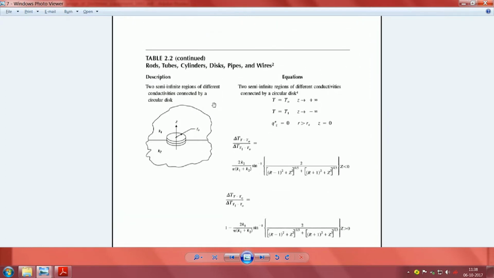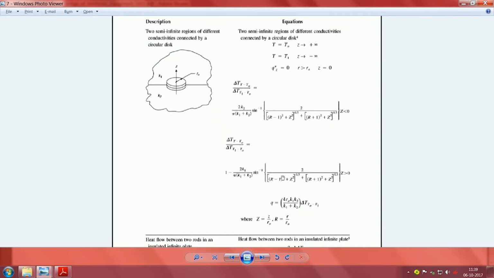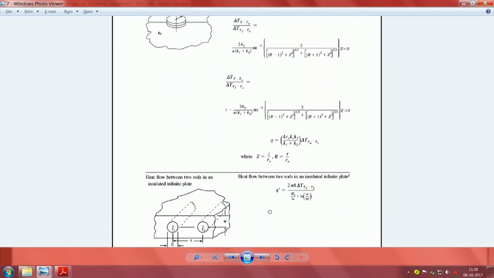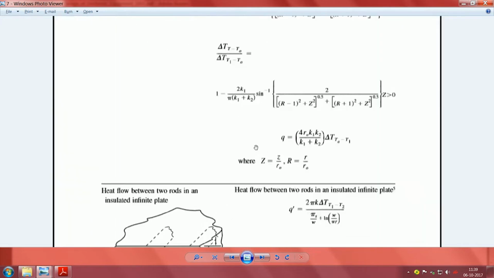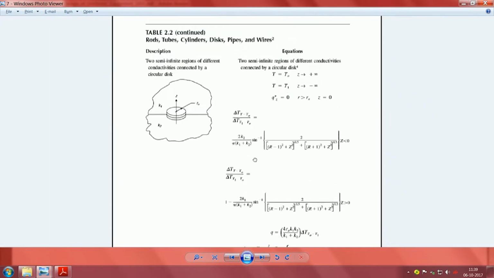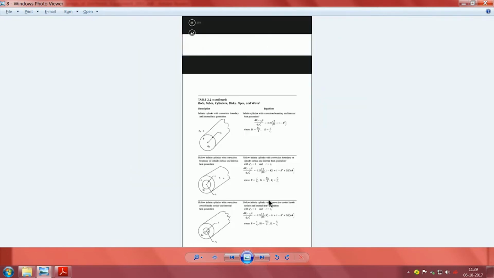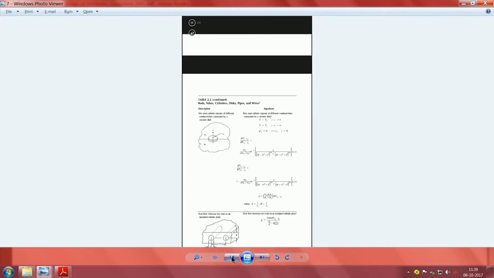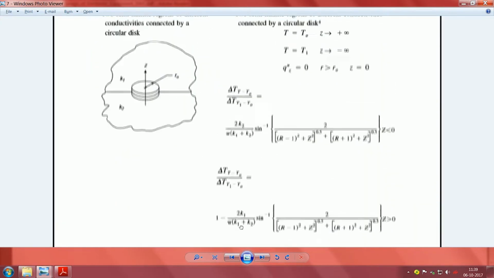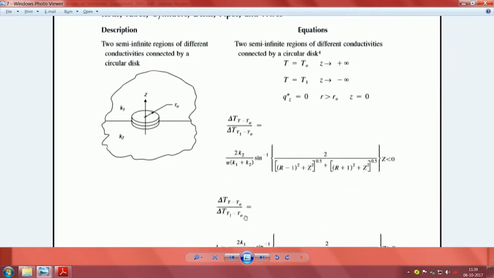Semi-infinite regions of different conductivities connected and so on. No? All most known things, heat flow between two rods in an insulated infinite plate. Where are you likely to face these conditions? One of the things I can think of is probably when you are talking about a Peltier junction.